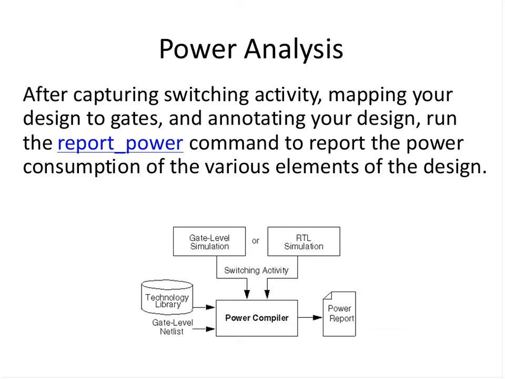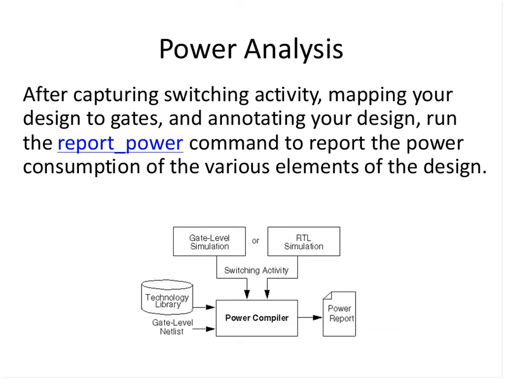Up to this point, we know what the different types of power are: the static power, the dynamic power, internal power, switching power. We know how Power Compiler reads this data from the standard cell library. We also know how to provide the switching activity information to Power Compiler. So now we have all the input data that we can give to the tool. Now how do we analyze power, right?